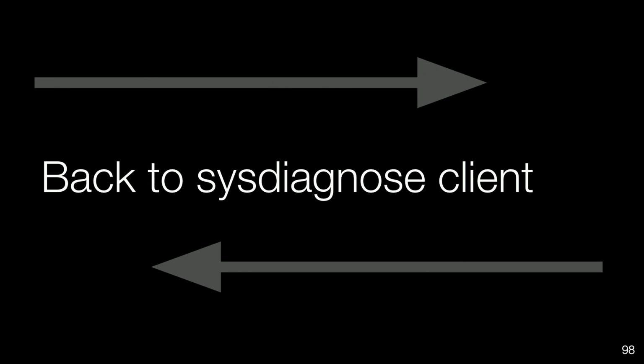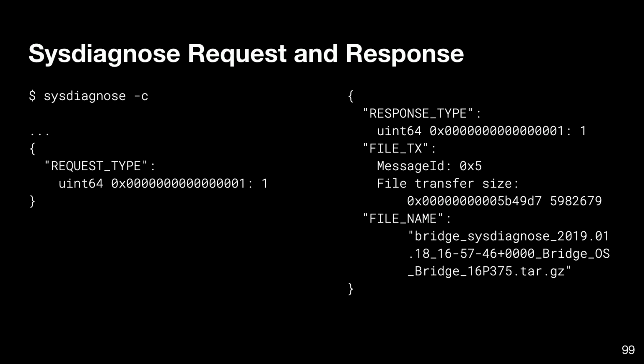Back to the sysdiagnose client. So with the original sysdiagnose -C, you can see that the message that gets sent is request type equals 1, and the response ends up looking like response type equals 1, some metadata about the file transfer that's going to come back, and then the file name.